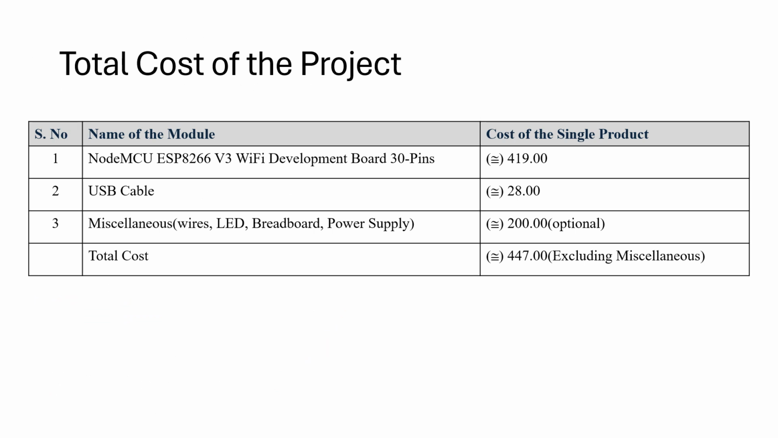So now the total cost of the project. Here I don't use the Bluetooth module. I use the ESP32 board. The cost is 419. This is not the 8266, this is the ESP32 board. Then it costs 419 and the USB cable 28. Then miscellaneous cost 200. So the total cost of the project is 447. The ESP8266 costs around 200, but the ESP32 costs around 419. That is a major difference, but affordability and more connections are available in the ESP32. So based on your application, you choose your board.